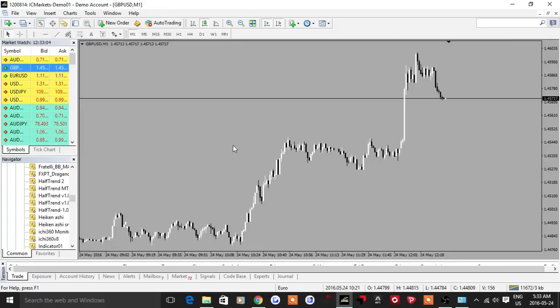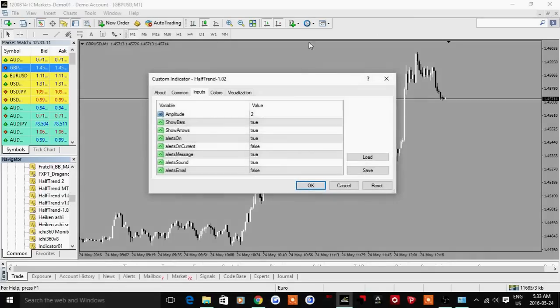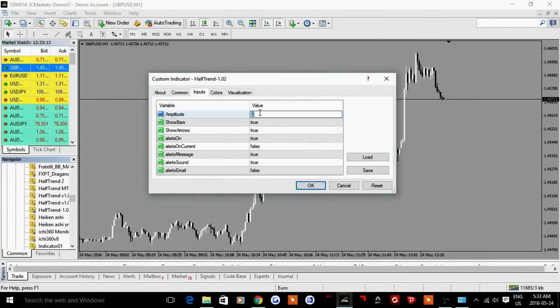So let's start. First, let's put a Half Trend indicator on it. This is the standard Half Trend indicator. I will share an indicator which is a multi-time frame version of it. You may use it as you want, maybe multi-time frame Half Trend on the lower time frame, but that's still in testing. So let's use this one for now.